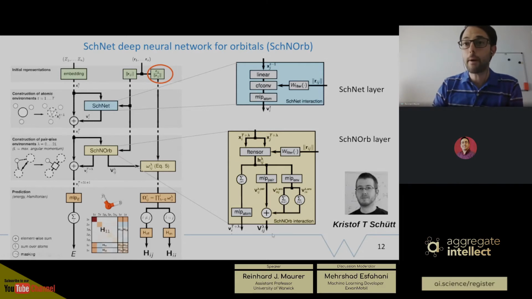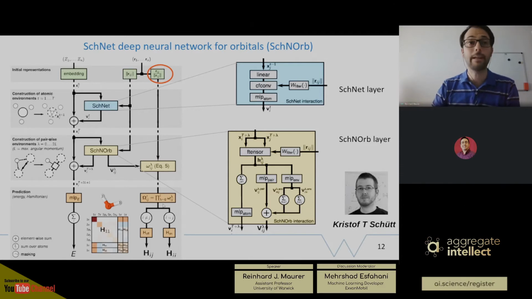So these pairwise features are passed through several layers of these SchNOrb layers, depending on how high the angular momentum is in your basis set. Those are then multiplied with these directional distance vectors and allow us to predict on-site and off-site blocks of the Hamiltonian.